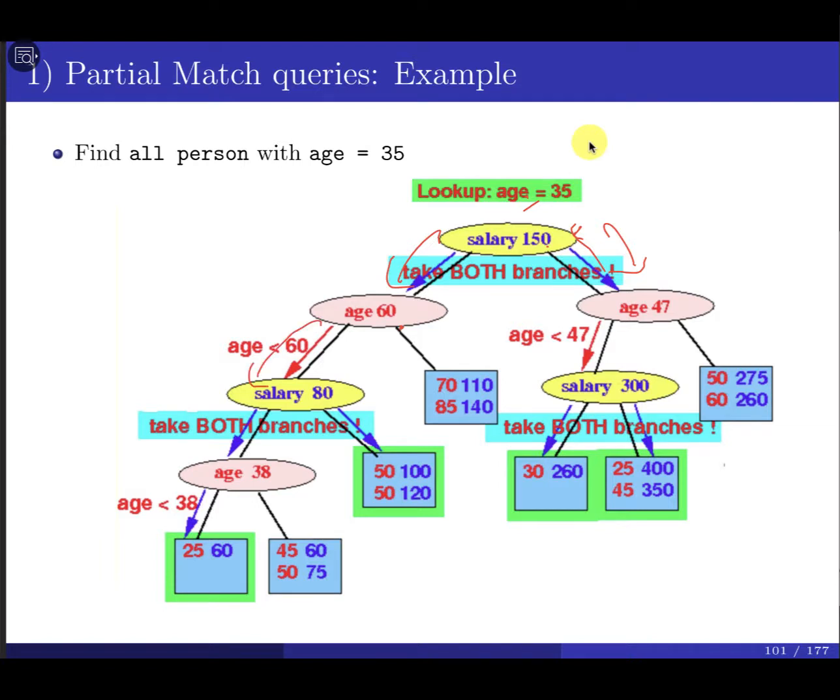Here in this case, I'm going to go to the left because all the values less than 60 are going to be in the left subtree. Now I reach this point, salary. I can't tell because the value of the salary wasn't given in the predicate of the query. So in this case, I need to investigate both branches. Let's go with the left first.